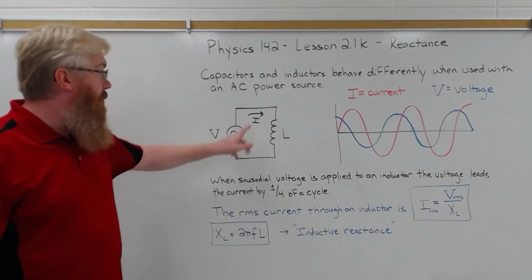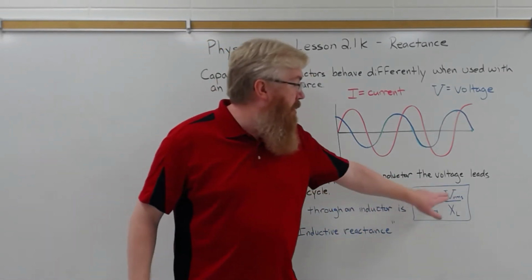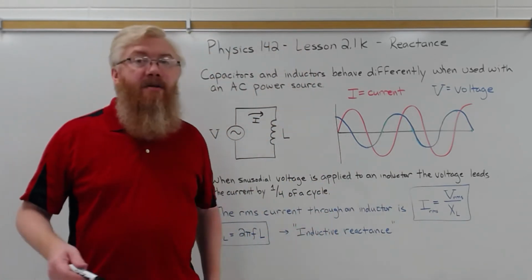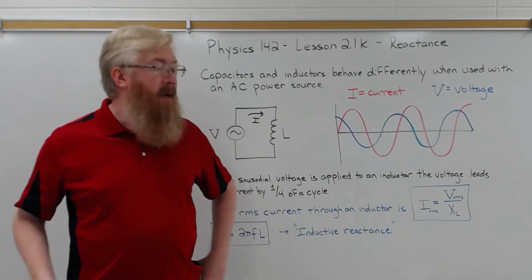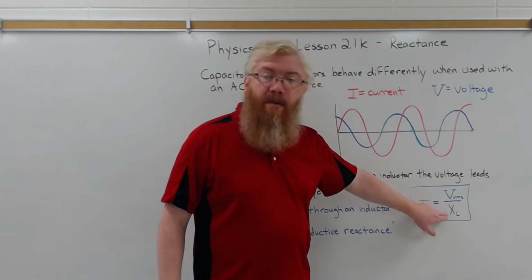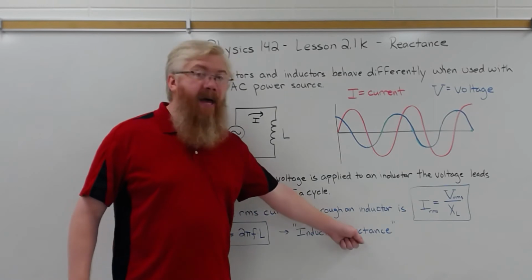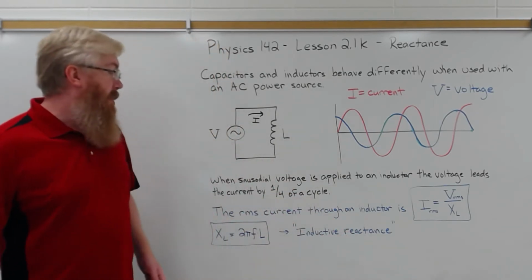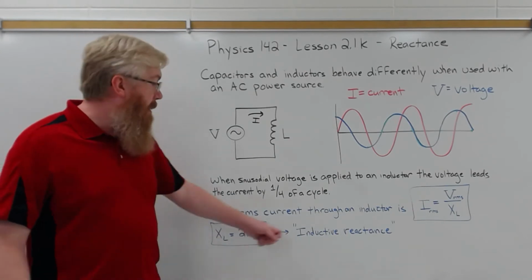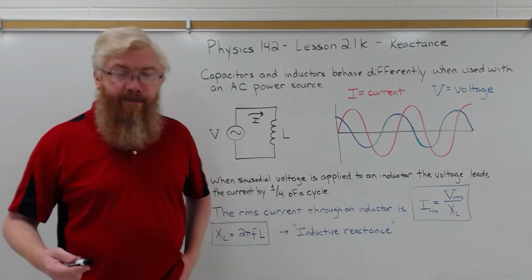So the RMS current through this inductor is given by the following equation, similar to Ohm's law. The current is equal to the voltage over some value that's an analog to the resistance of the flow of electricity. For a resistor, that would just be R. But we introduce a new term, X sub L. X sub L is called the inductive reactance. So this is the reactance, again, the resistance to the flow of electricity in an AC circuit. Inductive reactance is the resistance due to the inductor.